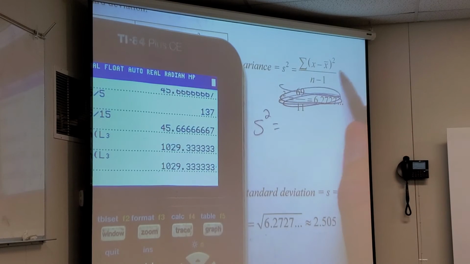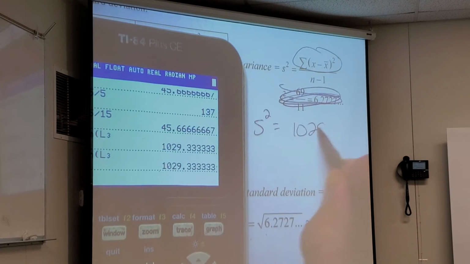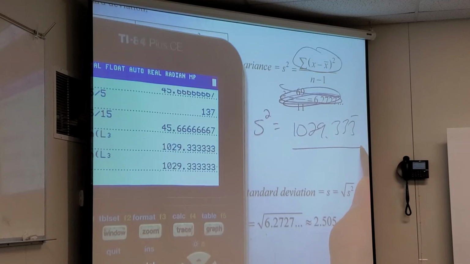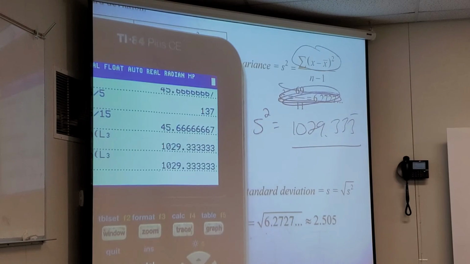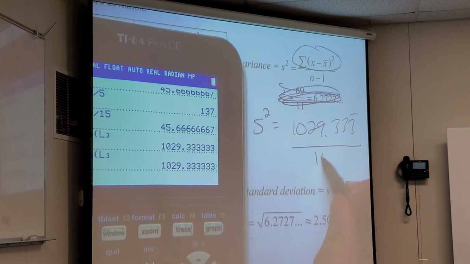The sum of the x minus x bar squares, which is exactly what the formula needs on the top, right? So this whole thing is 1029.333, divided by the number of things. Yep, and there were 15 days. So this would be 14 down here, is that cool? There's 15 days, so n minus 1.